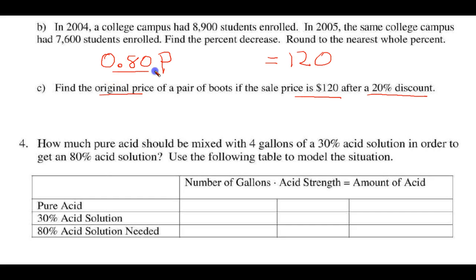So now, how do you find the answer? We'll just divide both sides by 80, and we get the original price is 150. And again, I strongly urge you to study this, see if you can understand what's going on.